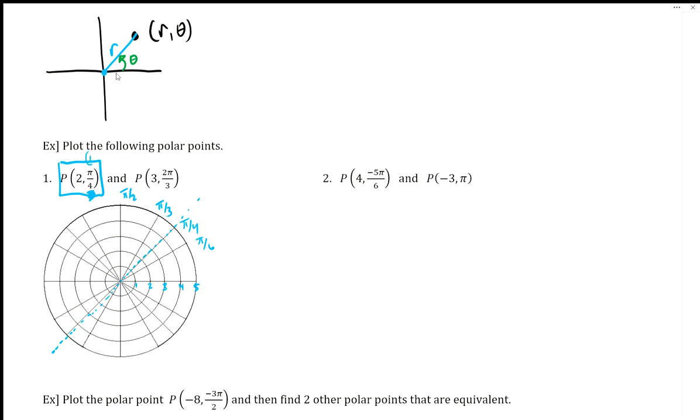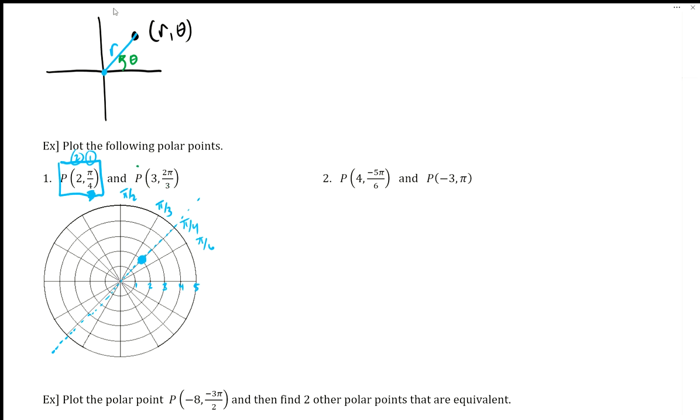So we always do the angle first and then the distance second, or the radius second. And we just count on the circles. Okay, so 1, 2. So it's right there. I'm just making it extra big. Okay, so that's how we can plot these. So again, we measure an angle and then we count however far we need to go.